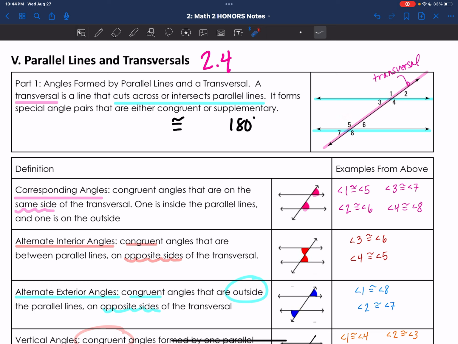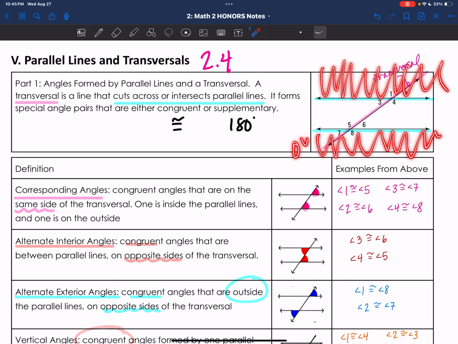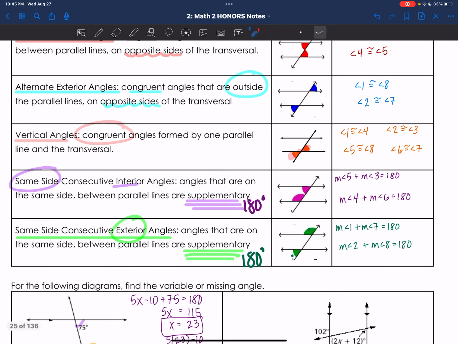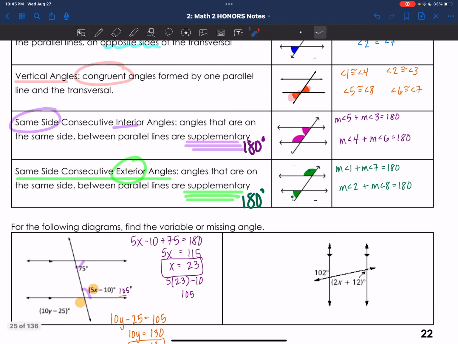And just like that, the alternate exterior is whatever is outside the parallel lines, and alternate means opposite sides of the transversal. So they are congruent. So 1 and 8 are alternate exterior. 2 and 7 are also alternate exterior.